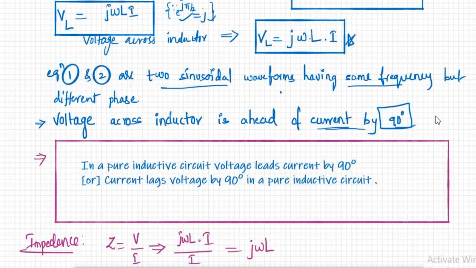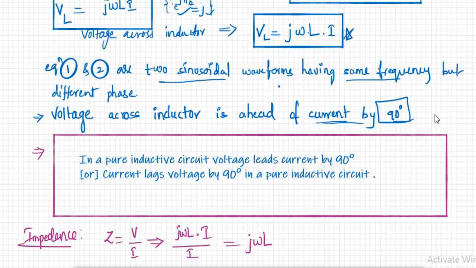So that can be said as, and this is very important, in a pure inductive circuit, voltage leads current by 90 degrees, or it can also be said that current lags voltage by 90 degrees in a pure inductive circuit.